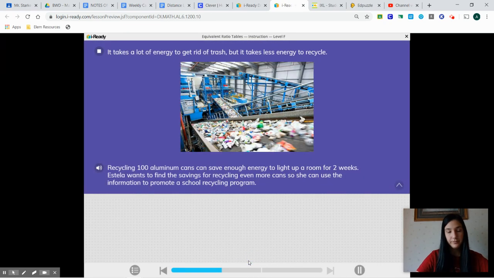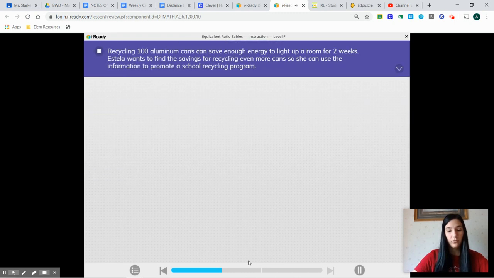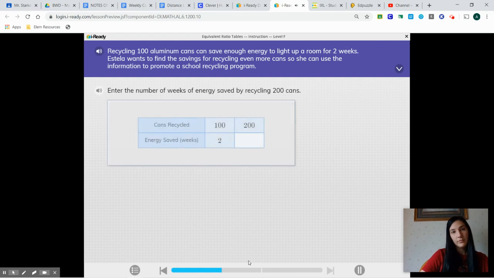Next. It takes a lot of energy to get rid of trash, but it takes less energy to recycle. Recycling 100 aluminum cans can save enough energy to light up a room for 2 weeks. Estela wants to find the savings for recycling even more cans so she can use the information to promote a school recycling program. Enter the number of weeks of energy saved by recycling 200 cans.